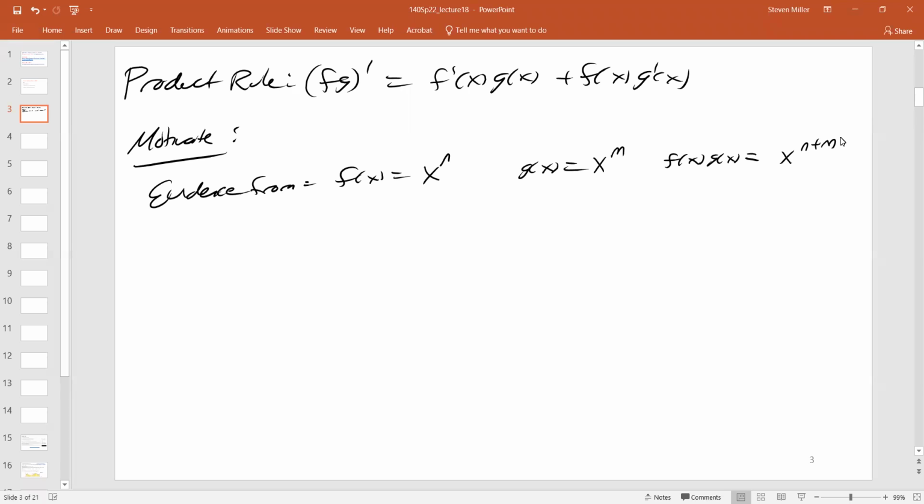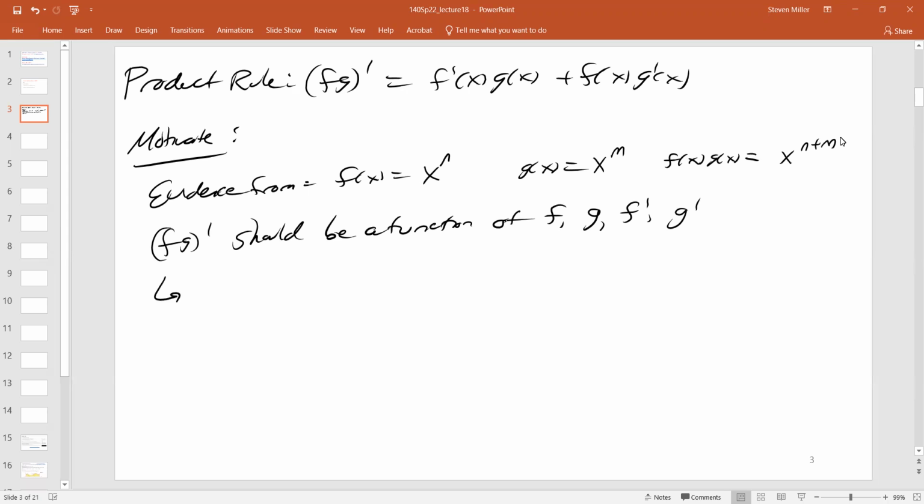And we believe that fg prime should be a function of f, g, f prime, and g prime. It makes sense that the derivative of the product should somehow involve these quantities. We can take special cases, like g of x equals 1. If g of x equals 1, it reduces to what? What would be the derivative of the product in the special case when g of x equals 1? Yeah, it'd just be f prime of x.